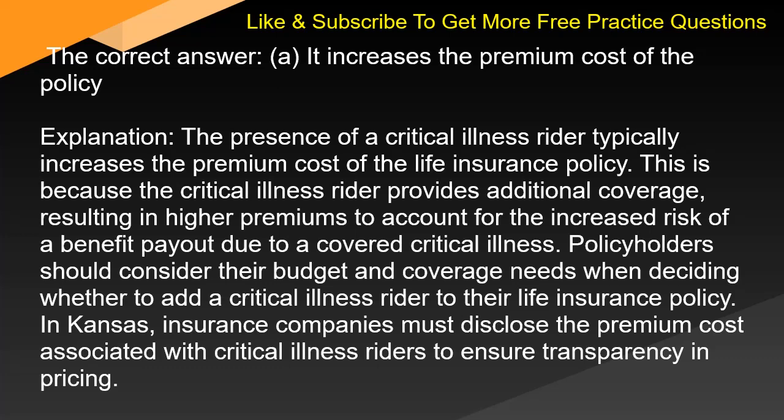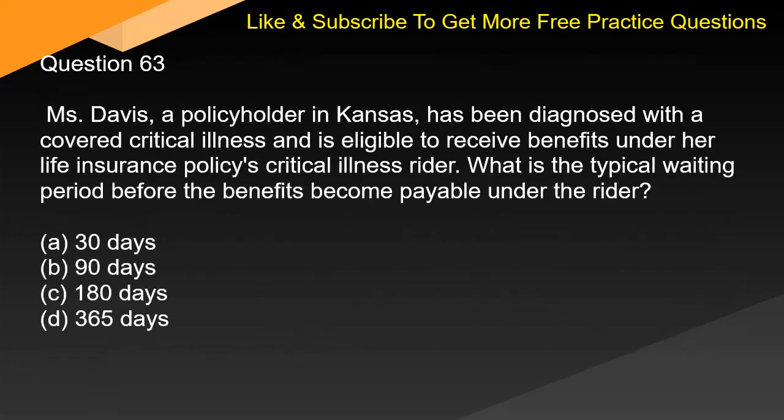Policyholders should consider their budget and coverage needs when deciding whether to add a critical illness rider to their life insurance policy. In Kansas, insurance companies must disclose the premium cost associated with critical illness riders to ensure transparency in pricing. Question 63. Ms. Davis, a policyholder in Kansas, has been diagnosed with a covered critical illness and is eligible to receive benefits under her life insurance policy's critical illness rider. What is the typical waiting period before the benefits become payable under the rider? A. 30 days. B. 90 days. C. 180 days. D. 365 days.